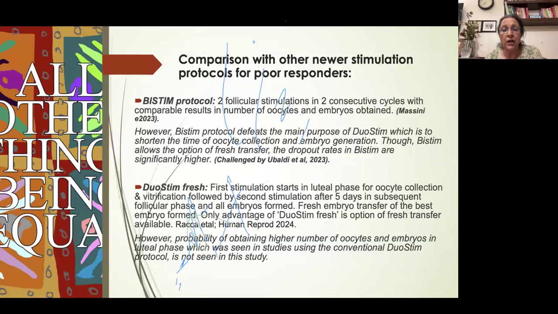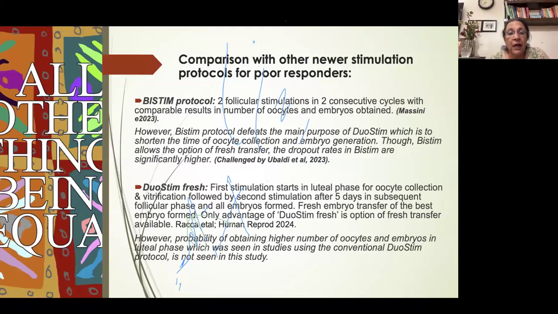This is Raka et al., published in Human Reproduction, because the first cycle you did in the luteal phase, the second you did in the follicular phase, and then in that cycle's luteal phase you transfer the embryo. So ideally 2 cycles are gone here also. In Duostim also it is follicular, luteal, and in the next one you're doing a transfer. That's going to be a frozen transfer. In Duostim Fresh, you have an option of a fresh transfer and freeze all the other oocytes.